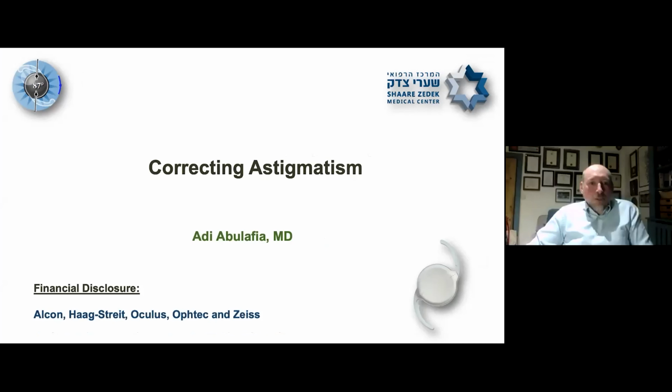Now going to move over to Adi Abulafia. Everybody, Adi is an ophthalmologist who's a consultant in Jerusalem. He's head of the cataract service there, and he's president of our sister organization, the Israeli Cataract Society. So it's an absolute delight to introduce Adi to you. And Adi's going to continue the theme, talking more about lens calculations, a little bit more about toricity. Adi, over to you.